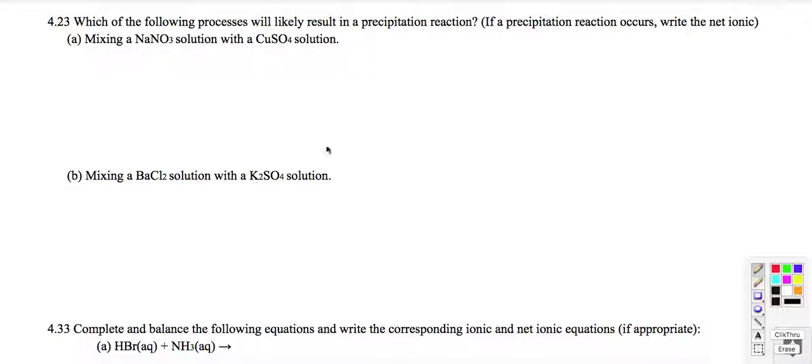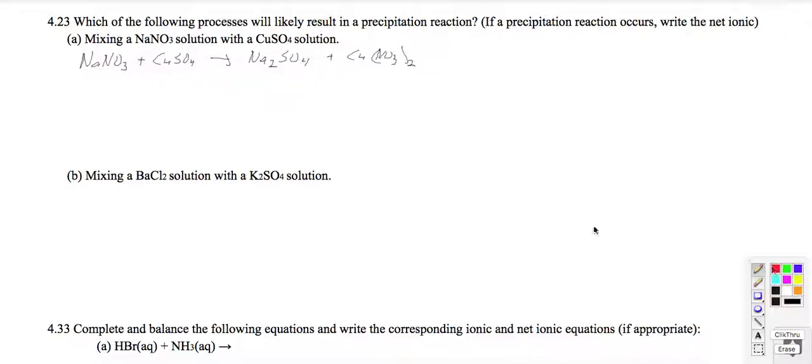NaNO3 plus CuSO4 gets us Na2SO4 and Cu(NO3)2. The copper here is a positive 2, just like it is over here. And so we end up with 2 nitrates over here on the product side. Now this one's neat or interesting because we have something that's soluble here.